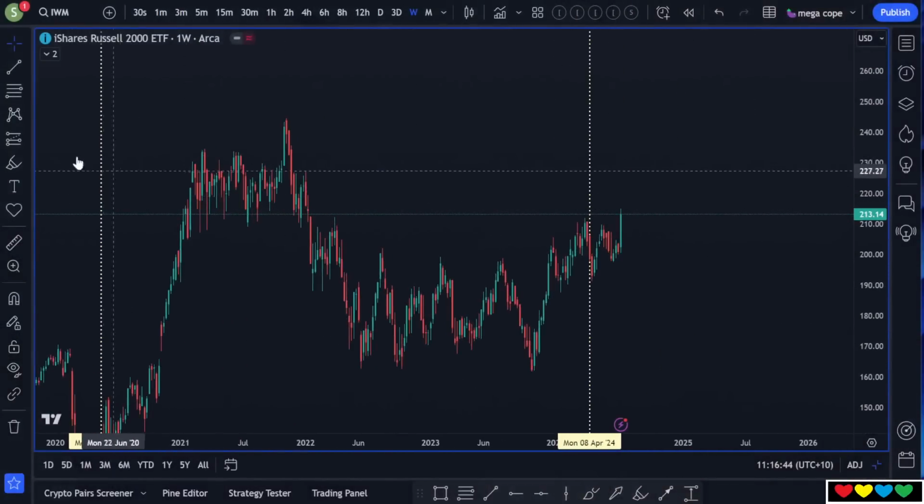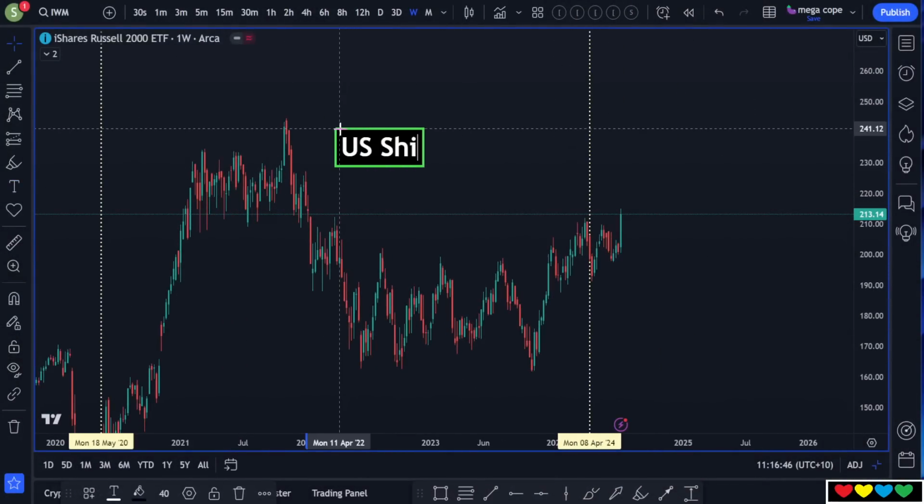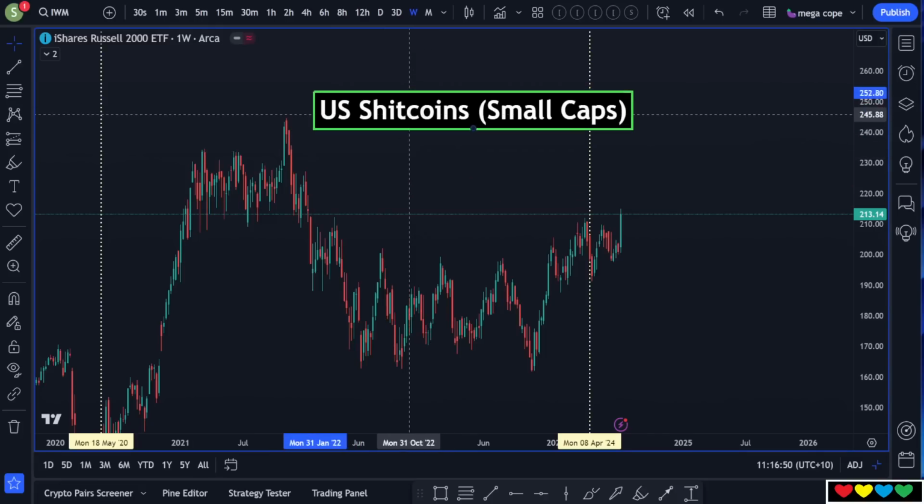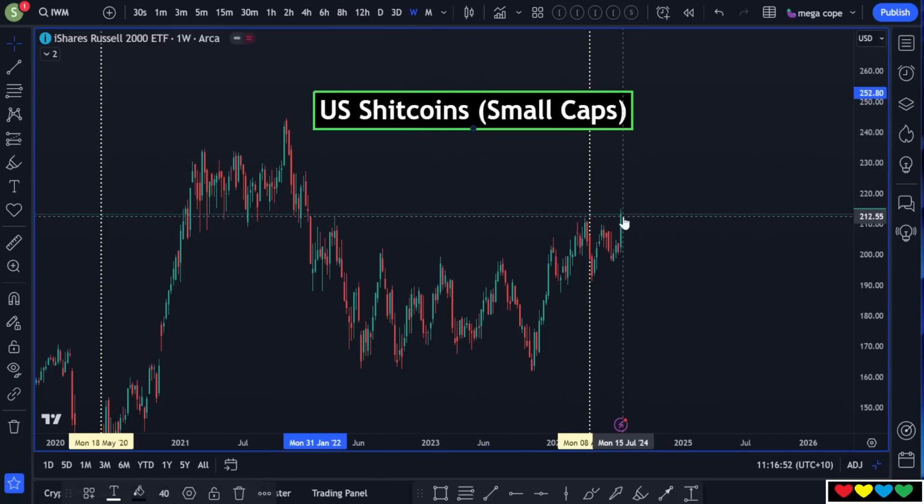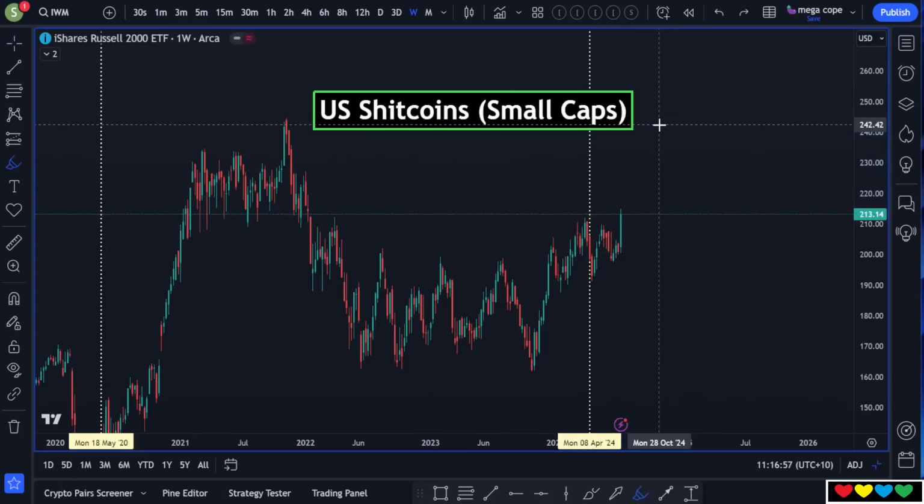Mr. Russell 2000 is meant to lead us to victory. This is small cap USA stocks, US shitcoins, okay? So we need this to pump another 14% now, to get to the high. Now that the small cap US stock is filled up, we can fill up the Bitcoin and the crypto buckets finally again. So where are you in the future?